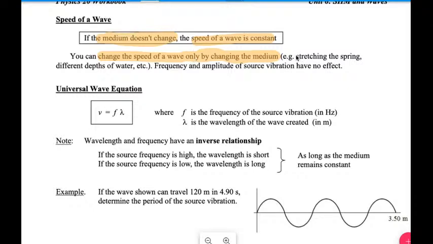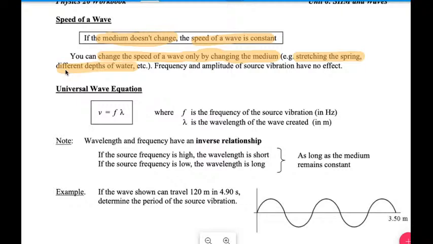So a couple examples of changing a medium would be stretching the spring. So you're actually affecting the medium by stretching the spring. You're moving those molecules further apart from one another, making the metal itself less dense, changing that medium. Different depths of water will also have that. So the medium is actually affected by the density of the molecules. So deeper water is more pressure, right? Higher density, therefore different medium.